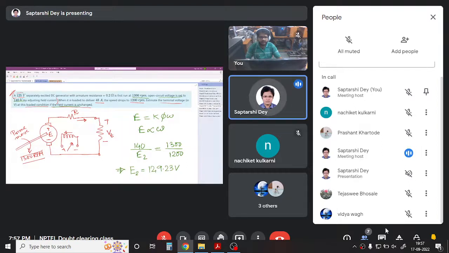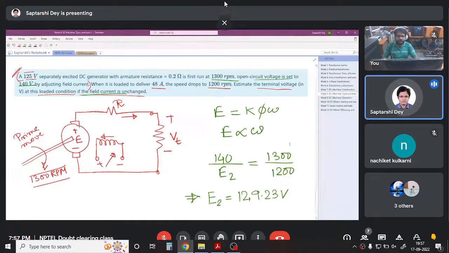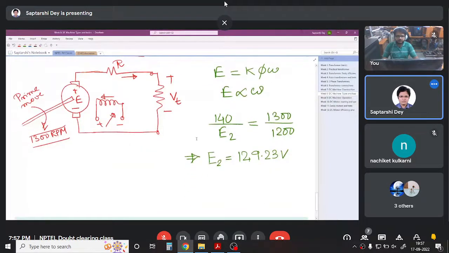Tejashi, are you there? Vidya, are you there? See, these classes are not mandatory, okay? Your attendance is not taken. So there's no point of coming and sitting or maybe just logging into Google Meet and leaving. Anyway, if you are interested in solutions only, take the solution.